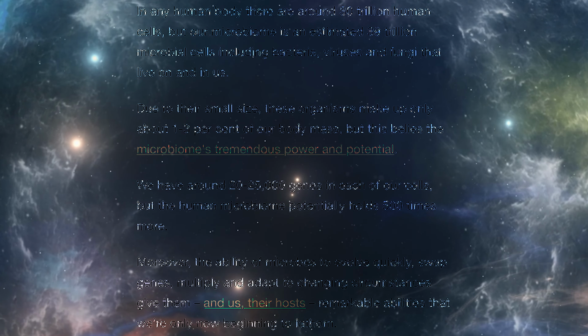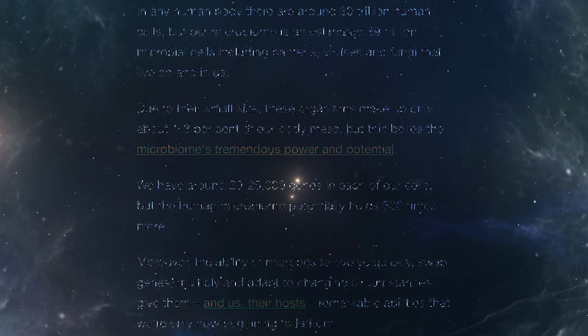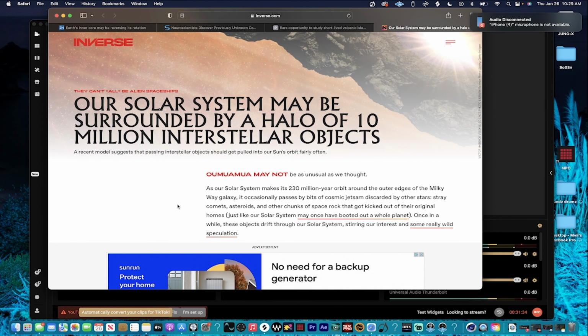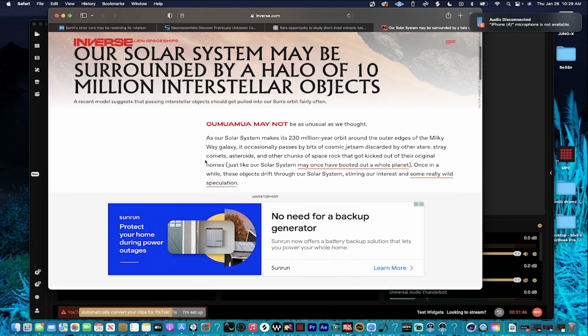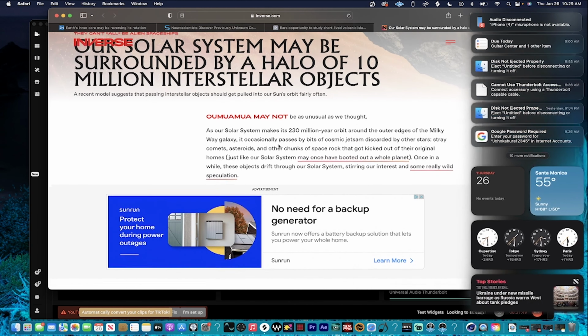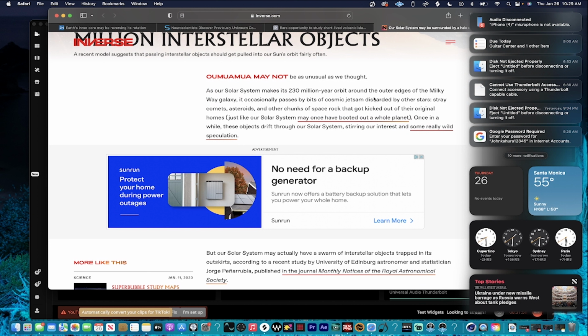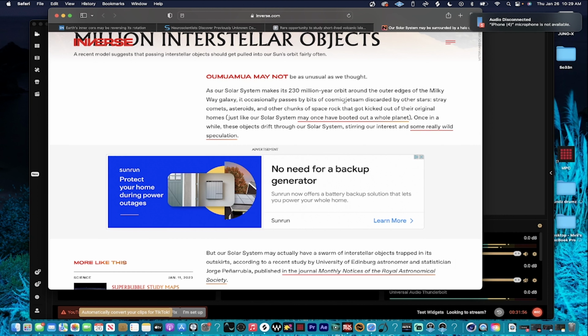Last but not least, the solar system may be surrounded by a halo of 10 million interstellar objects. As our solar system makes a 230 million year orbit around the edge of the Milky Way, it occasionally passes by bits of cosmic jet discarded by stars, stray comets, asteroids.